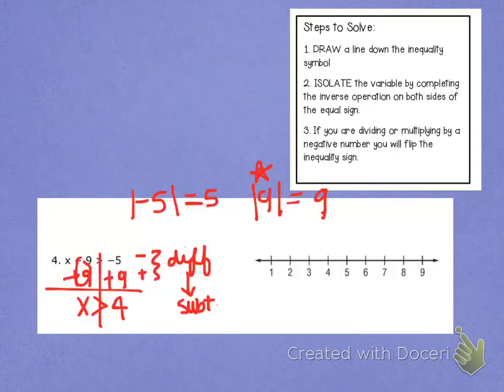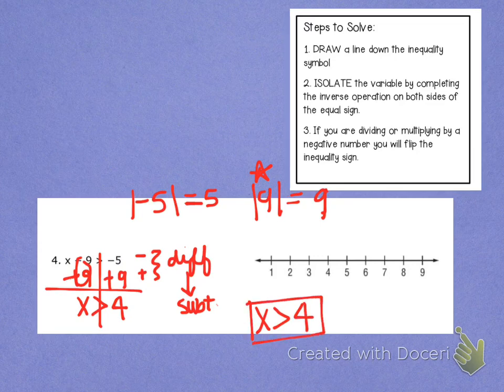Okay, so here we have to add 9 on both sides, and when we do that, we get x is greater than 4. Now, if we have a negative 5 and a positive 9, those are different signs, so therefore we subtract. When we subtract 9 minus 5, we get 4. And then we look at absolute value to determine whether that's a positive 4 or a negative 4. Negative 5's absolute value is 5. That means its distance from 0 is 5. And 9's distance from 0 is 9. Therefore, 9 wins. 9 is positive. Therefore, our answer is positive.